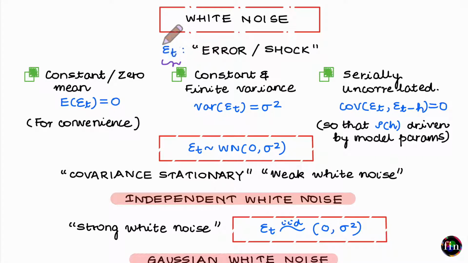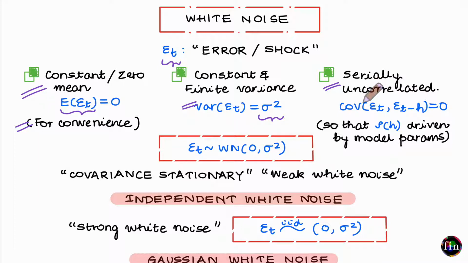Okay, what are the properties of this epsilon sub t? The first property is that it has a constant and specifically a zero mean, which is to say that the expected value of epsilon t is equal to 0. This mean of 0 has been chosen purely for the purpose of convenience. Okay, then the variance of this epsilon t is also constant and it is finite, and we denote it as sigma squared. And then the third property is that white noise is serially uncorrelated.